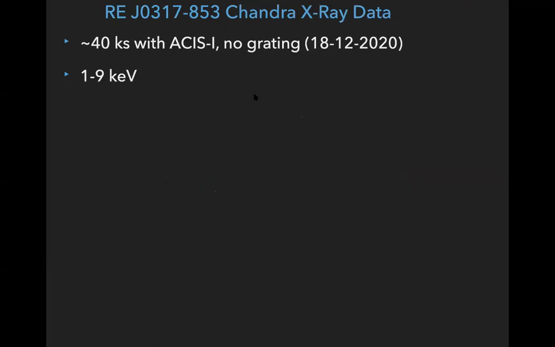Okay, so then the data. We had 40 kiloseconds of dedicated Chandra data. And we looked at this data between 1 to 9 keV.